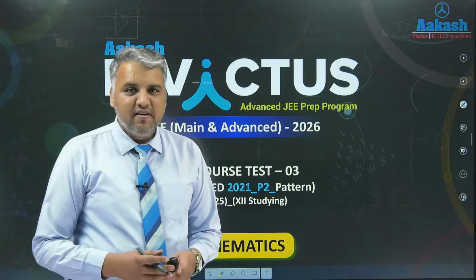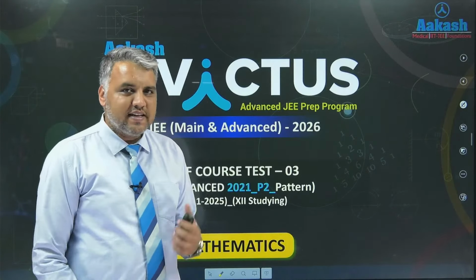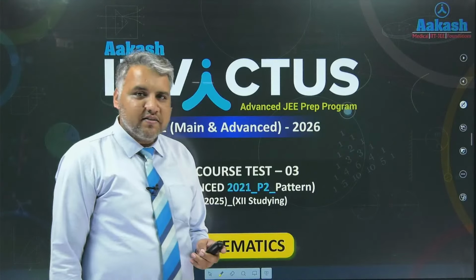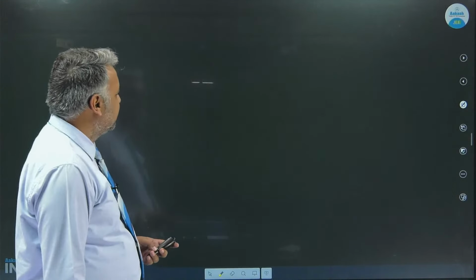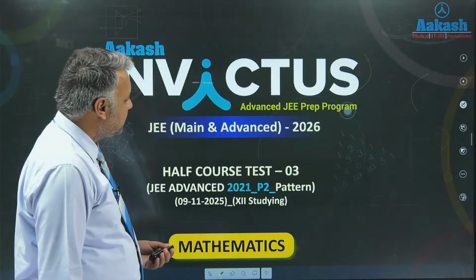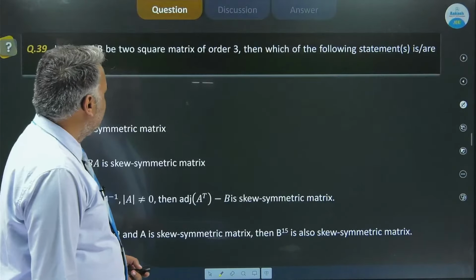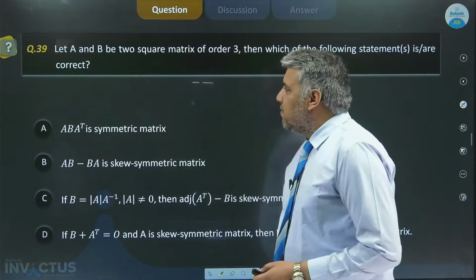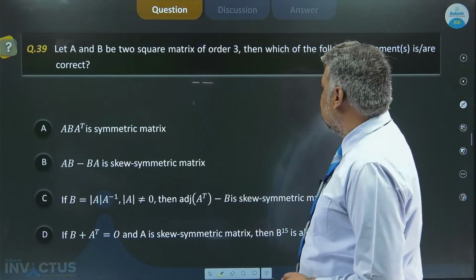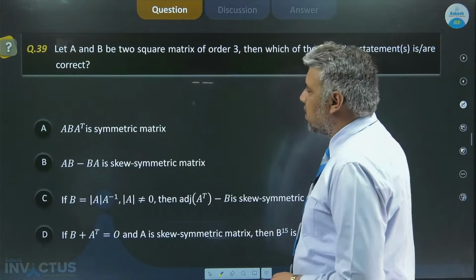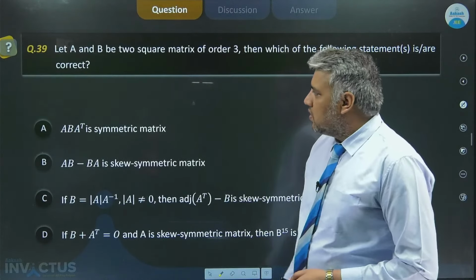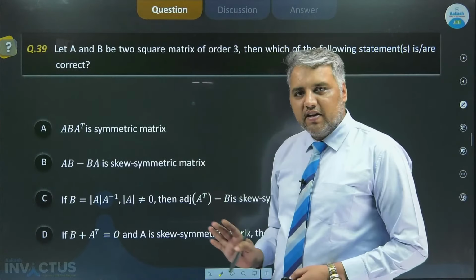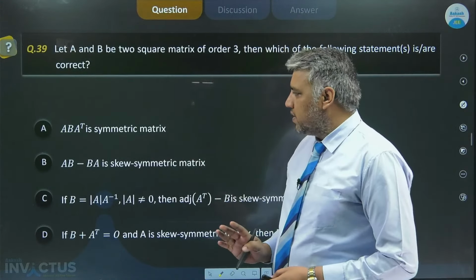Hello everyone. Now we are going to discuss the second paper of the mathematics part. Let's start. In the first question, A and B are two square matrices of order 3, then which of the following statements is or are true? The given part is that A and B are two square matrices of order 3 and nothing further is mentioned about A and B.